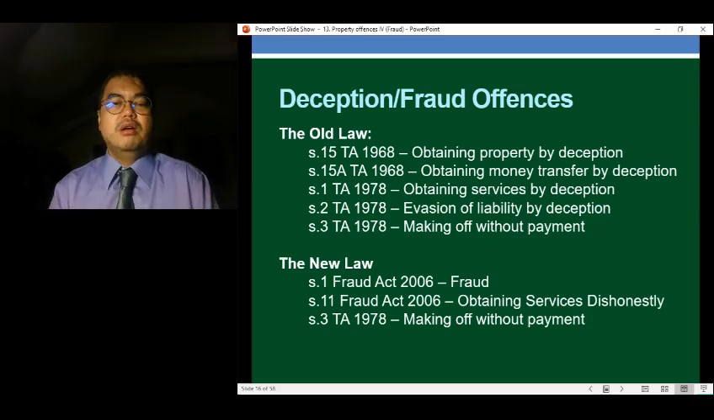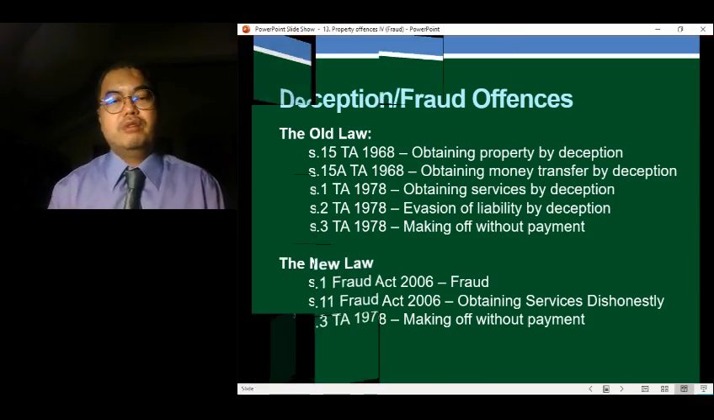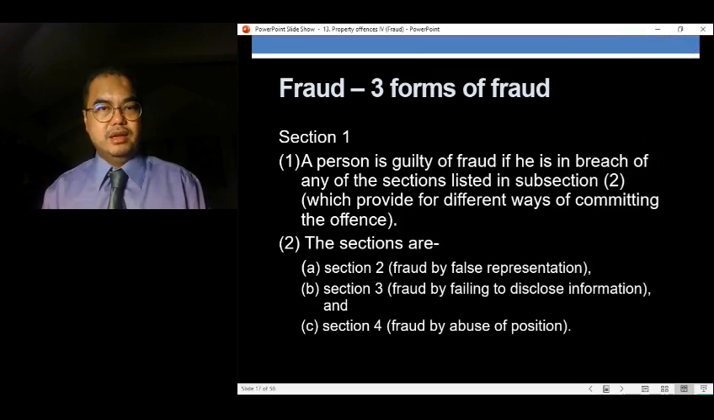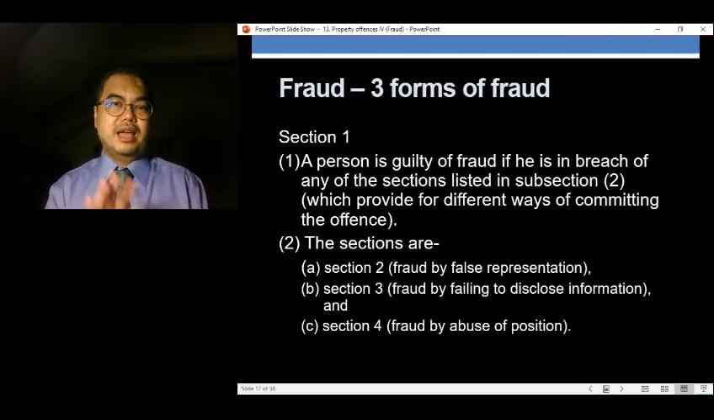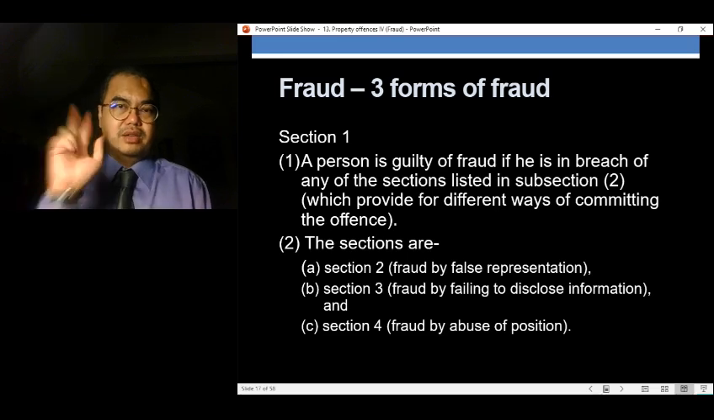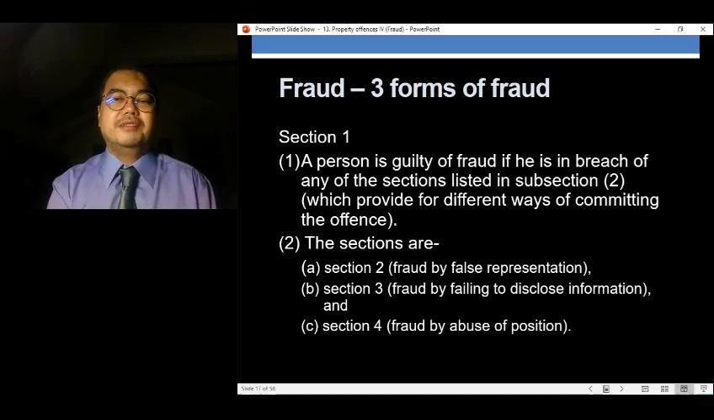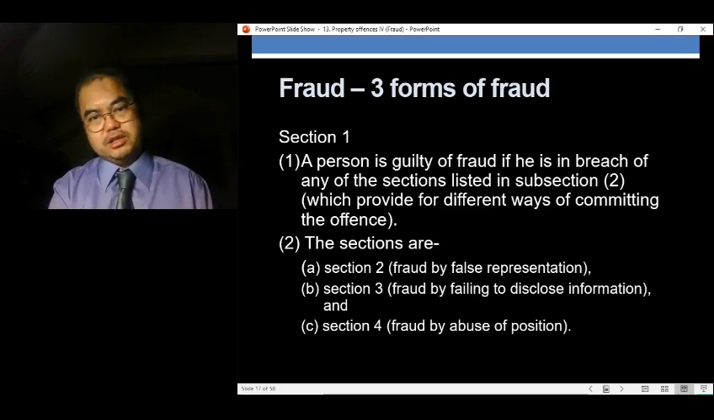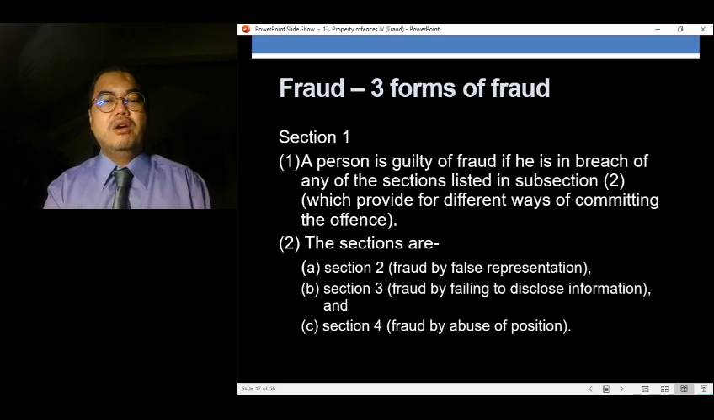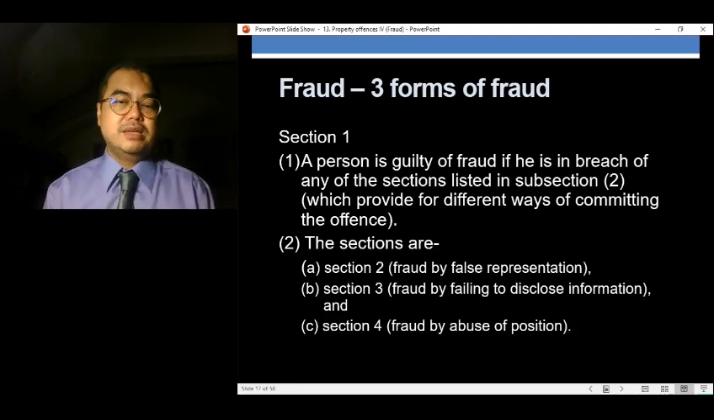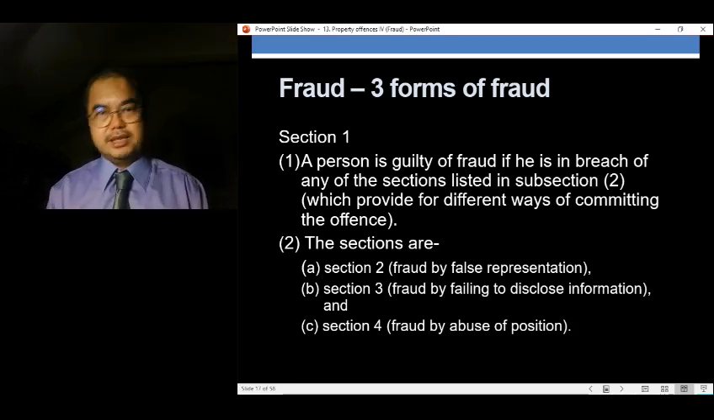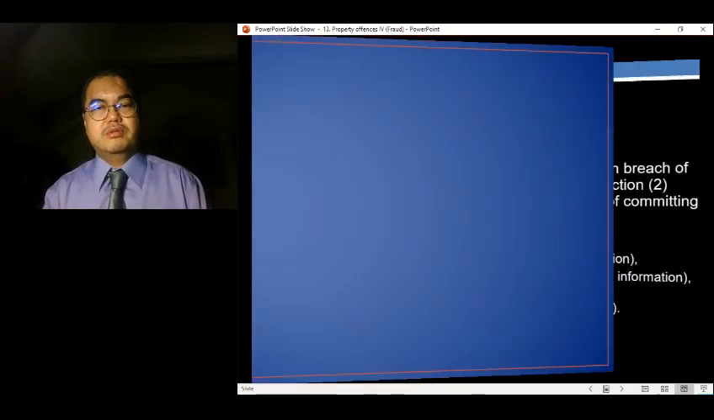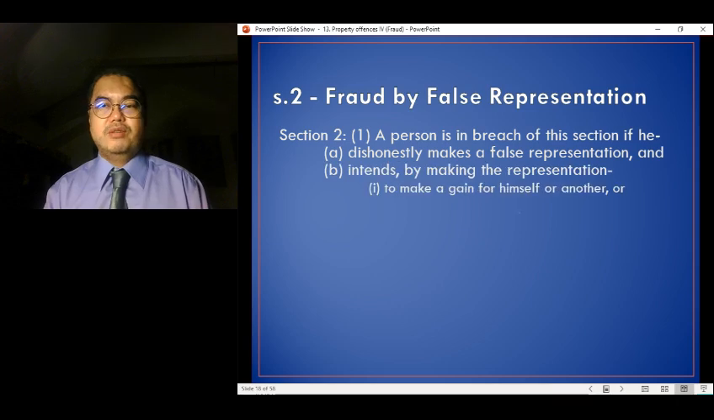We're going to go through the new law, starting first with Section 1 of the Fraud Act, which is the offence of fraud. Section 1 provides that there are three kinds of fraud. So again, the magic number 3 appears. The three forms of fraud are found in Sections 2, 3, and 4, where Section 2 is fraud by false representation, Section 3 is fraud by failing to disclose information, and Section 4 is fraud by abuse of position. Let's look at Section 2, which will be the one that we're going to spend the most time on.